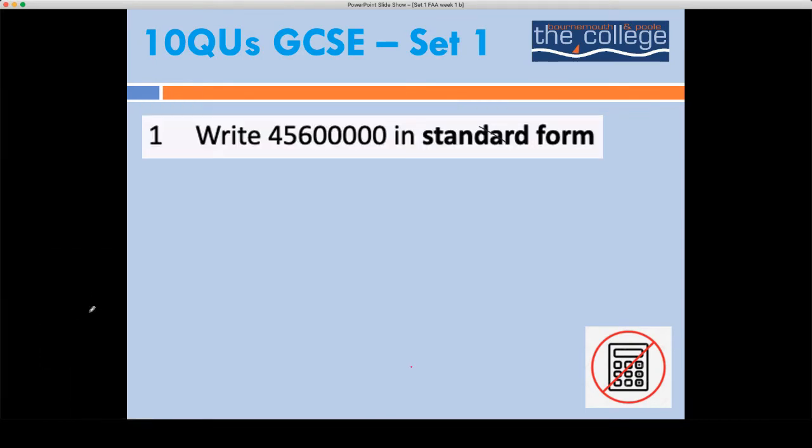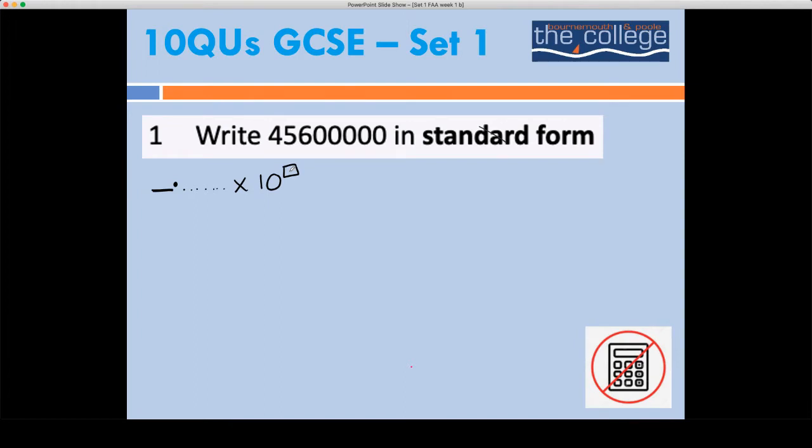So the first question, we're looking at standard form here. In standard form, this means you have to have the answer as just something in the units column, decimal point, and then everything else goes to decimal times 10 to the power of something. Now this power up here is how many places the decimal point has moved.